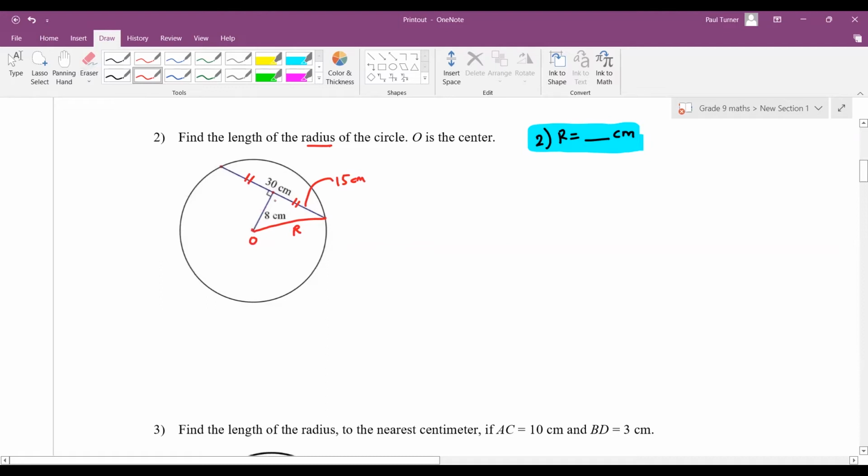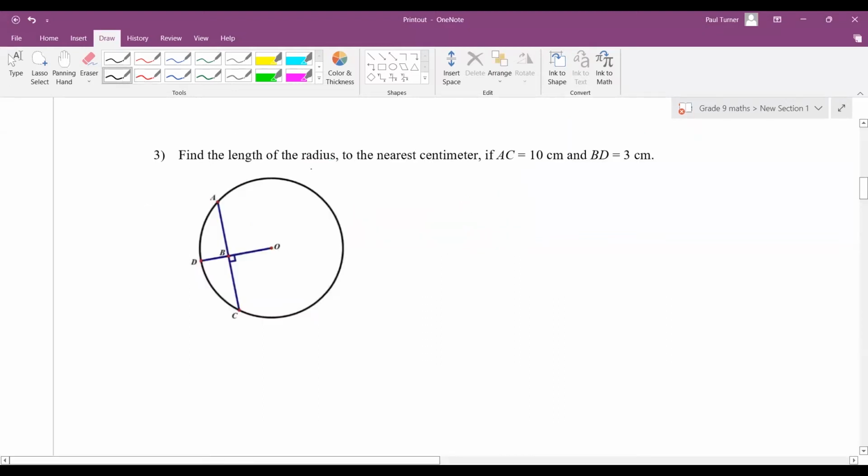So let's call this, well, this is 8, and we want to find R. So let's apply Pythagoras' theorem to find R. So we'll have 8 squared plus 15 squared, which is R squared. And if you calculate that, you're going to get R being 17 cm. So I won't show all the working there. You basically add those two numbers and take the square root, right? So we'll get 17 for the answer for the radius.